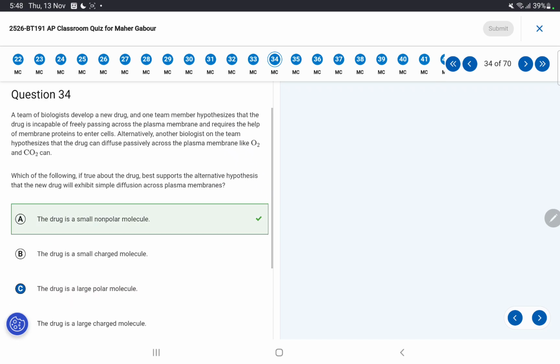Which of the following is, if true about the drug, best supports the alternative hypothesis that the new drug will exhibit simple diffusion across the plasma membrane? So it's very easy. They already gave us the question, so we don't have to read that big paragraph. They told us that the alternative hypothesis exhibits simple diffusion. What exhibits simple diffusion? Small non-polar molecules. So we're going to choose that the drug is a small non-polar molecule, so it can actually exhibit simple diffusion.